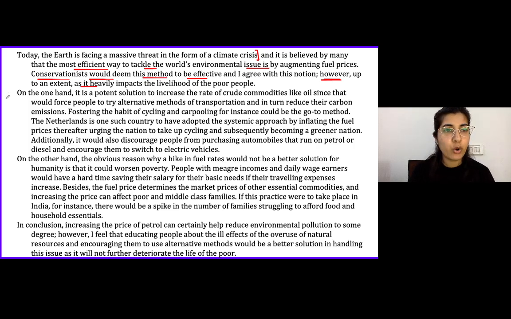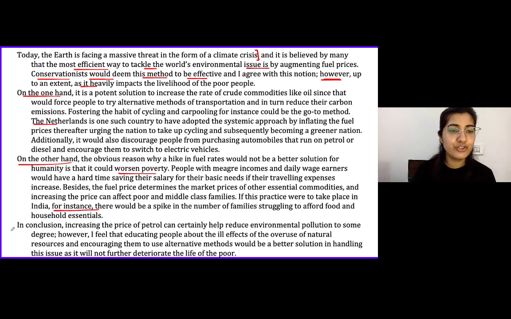All right, now you can see on the one hand, I've supported one side. I've also given an example. The Netherlands is one such country, right? And on the other hand, I have written against it. The obvious reason why it's not a better solution is that it worsens poverty. Perfect. And I have given an example. For instance, if this practice were to take place in India, there would be a massive spike in the number of families struggling to even afford food and household essentials.